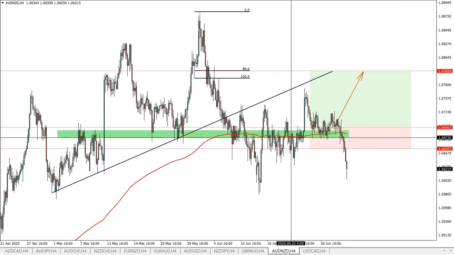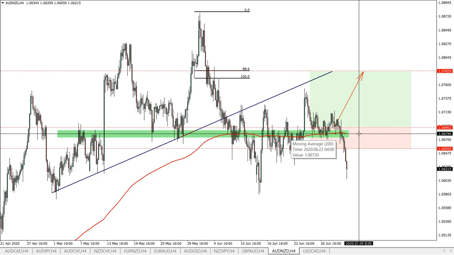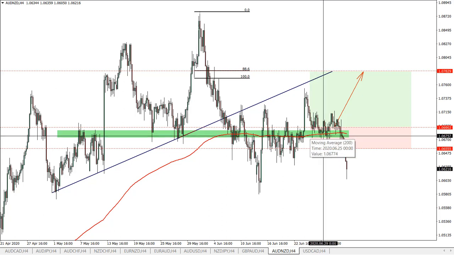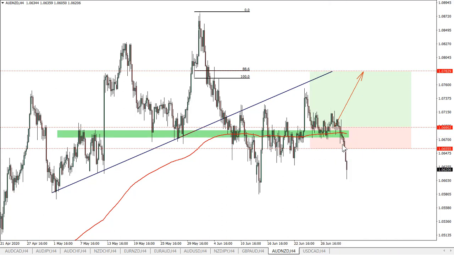Australian versus New Zealand dollar, this has been tricky one, and you can see that price attempted to break below the moving average. There was massive support formed, although price broke below, so this idea got invalidated. We will not get back to this one. So yeah, unfortunately on Australian and Japanese yen didn't work out.